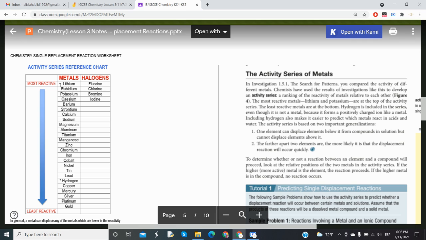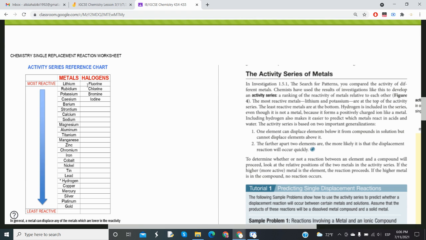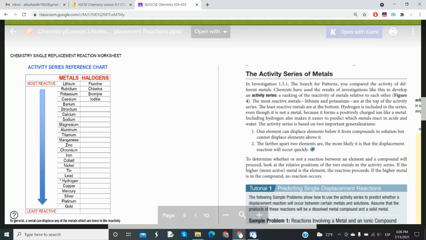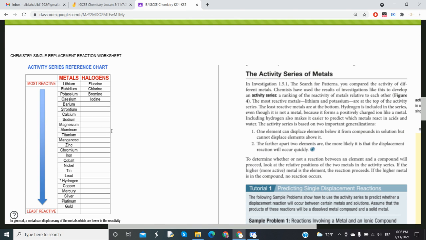So basically, the elements that are on top are more reactive than the elements or metals below them. We also have a reactivity series for halogens on the periodic table, and that includes, of course, fluorine, chlorine, bromine, and iodine. You can see that it goes from the most reactive, which is fluorine, all the way to iodine, which is the least reactive. So this activity series is what we're going to be using as a reference chart to understand more how single displacement reactions occur.